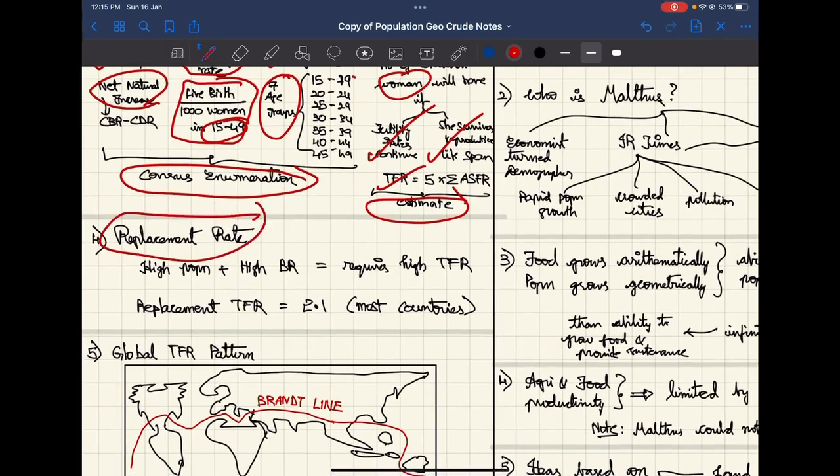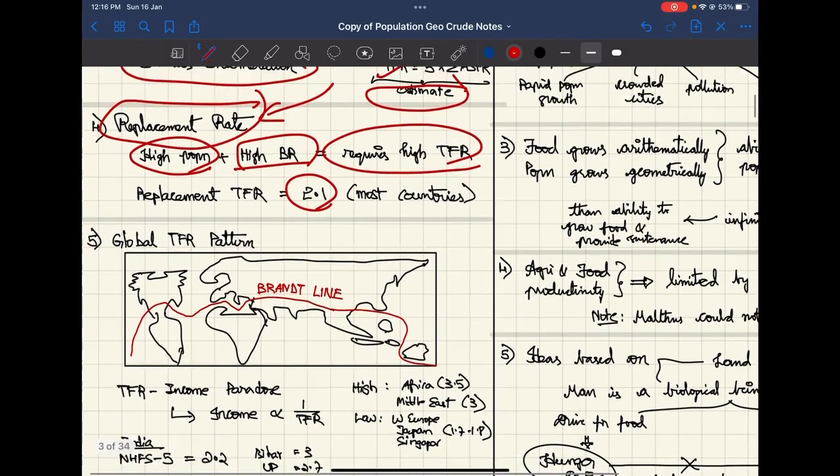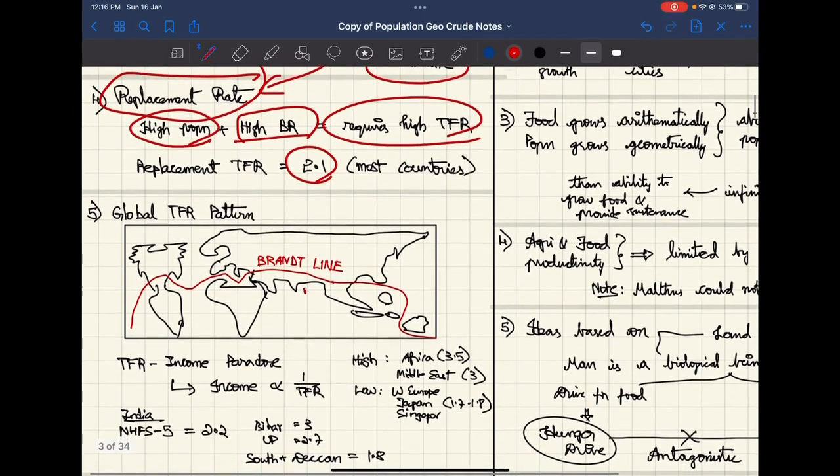Replacement rate is the TFR at which the population will replace itself. So if there is high birth rate and high population, it will require a very high TFR. For most of the countries, 2.1 is the TFR. The global TFR pattern will follow the bell line.